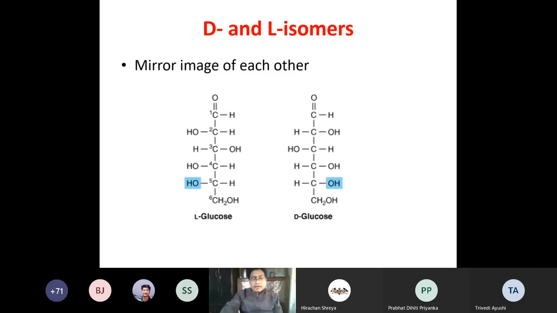And in this last chiral carbon, OH is on the left side. That's why such molecules are designated as L. And in this case, the last chiral carbon, the OH is on the right side. That means this is D. This is L-glucose. This is D-glucose. And L and D glucose are mirror images of each other. If we place a mirror here, this L-glucose is just the mirror image of D-glucose and vice versa.